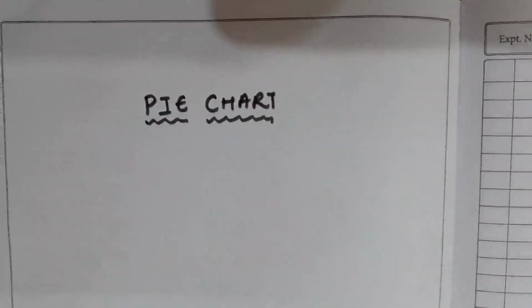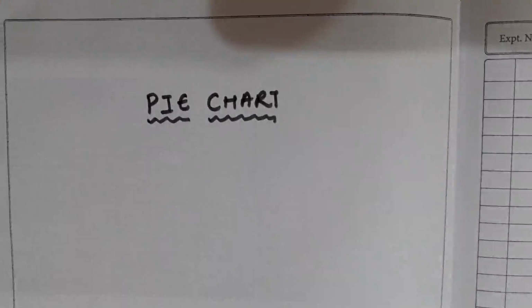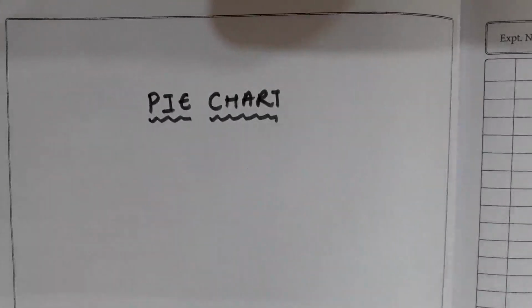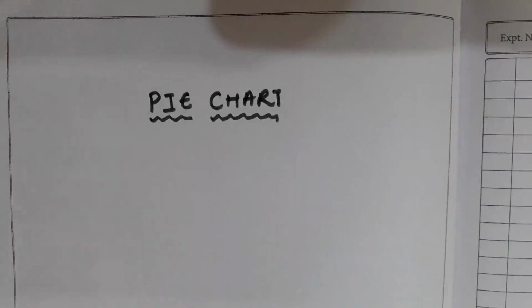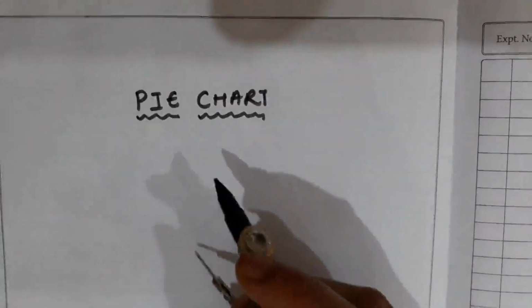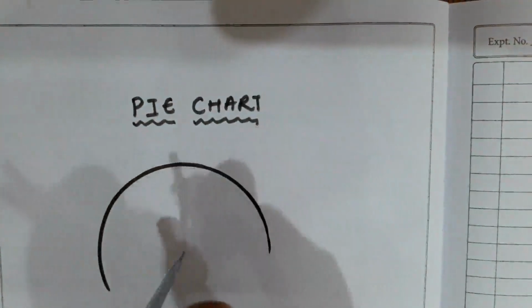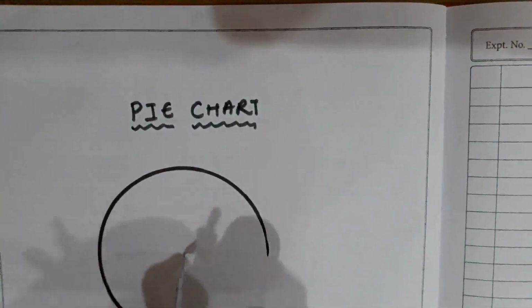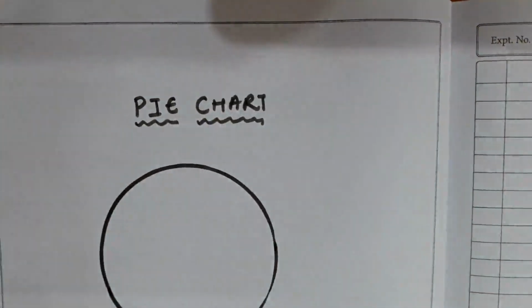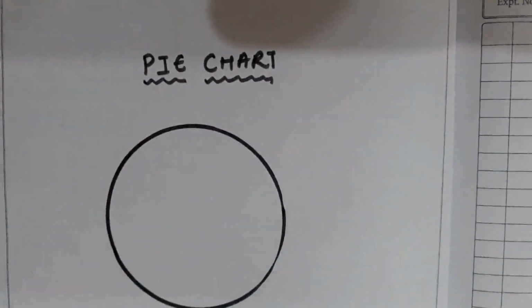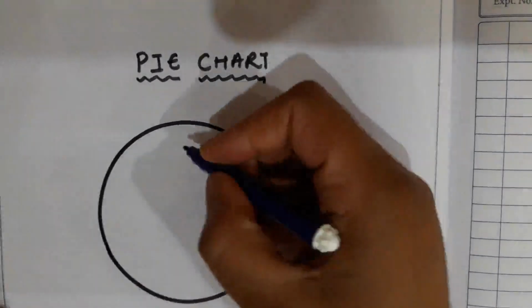Okay. Our next topic is about the pie chart. Now, what is a pie chart actually? A pie chart is a kind of data which is represented in a circle. So let's make a circle here. Here is your circle. So in this circle only, data will be represented. So let's see how.